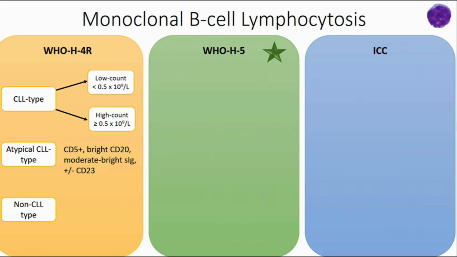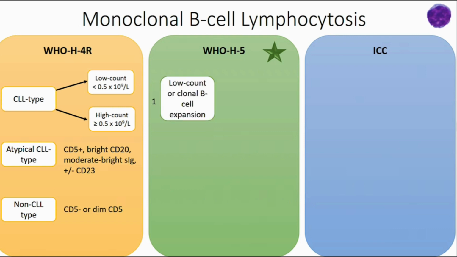Then there's the atypical CLL type MBL that can have CD5 expression with a bright CD20, and CD23 can be positive or negative. And then there's a non-CLL type that is characterized by CD5 negativity or dim CD5, like in this case.